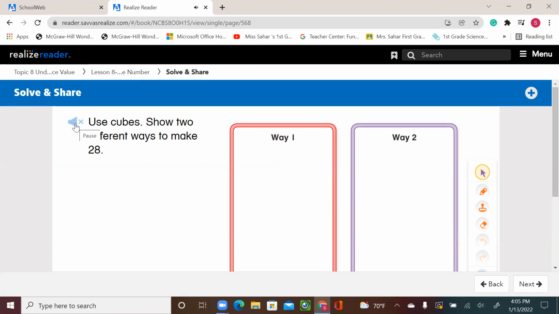Use cubes. Show 2 different ways to make 28. Draw each way. So my number is 28, and I need to show, using the cubes, 2 different ways to make 28. I know we just learned tens and ones, so one of the ways will be 2 tens and then 8 ones, right? Let's see how we can get another way.